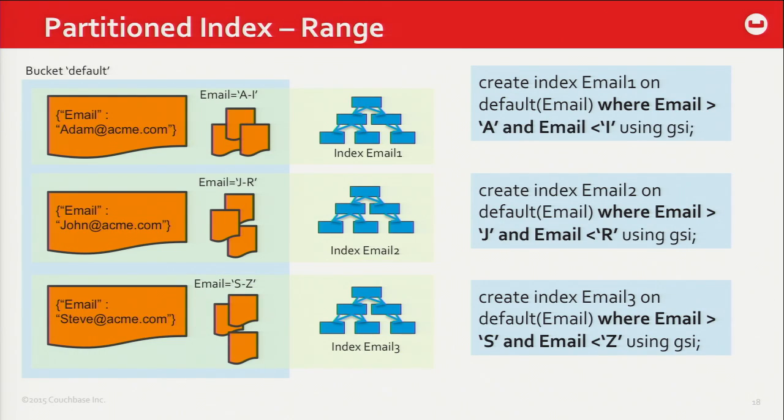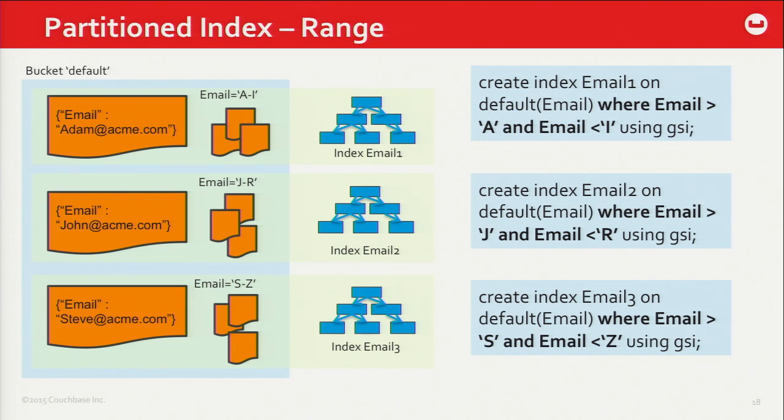Another way you can partition an index is partitioning by range. In this example, I want to index email again, but I want to partition it based on range. For example, if the email starts with A to I, I want to deploy it on one node. If it starts with J to R, then I want to put it onto another index node, and S to Z on another node. So I can basically use three different create index statements to create three different partitions based on range. And there are other variants of the use case as well.